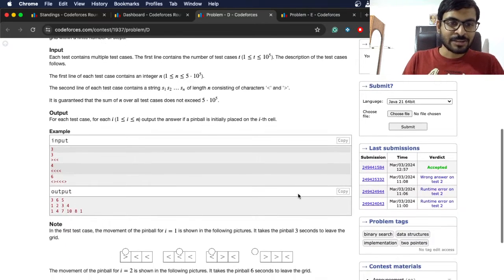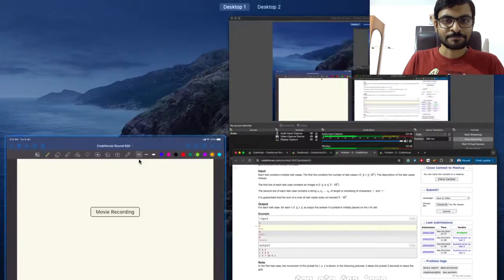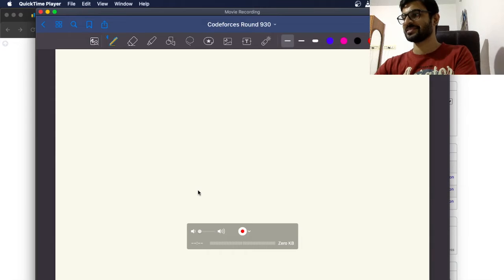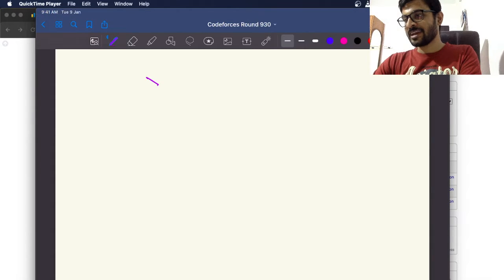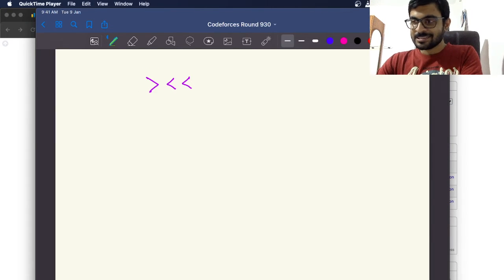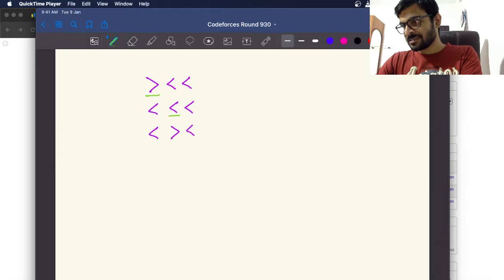So let us understand through this example. Let's say we have right, left, left. If we start from here, in the first second, we will move from this position to this position, and this one will get inverted, so it will become less than. Both of these remain less than. Next step: less than, greater than, less than, and it moves over here.